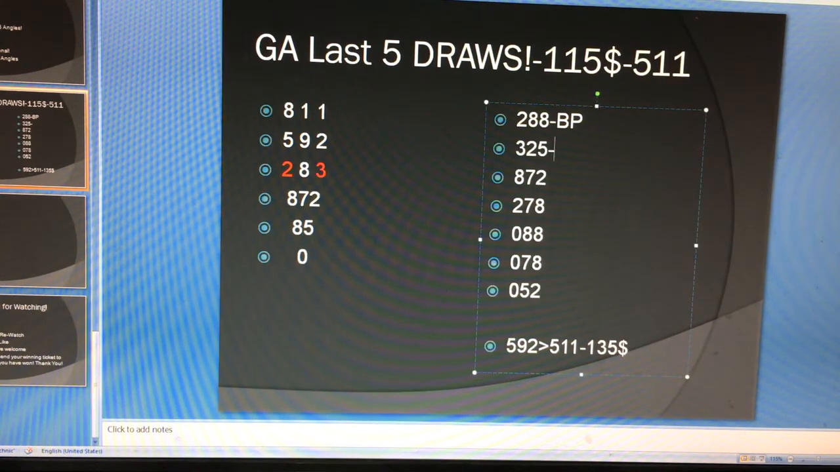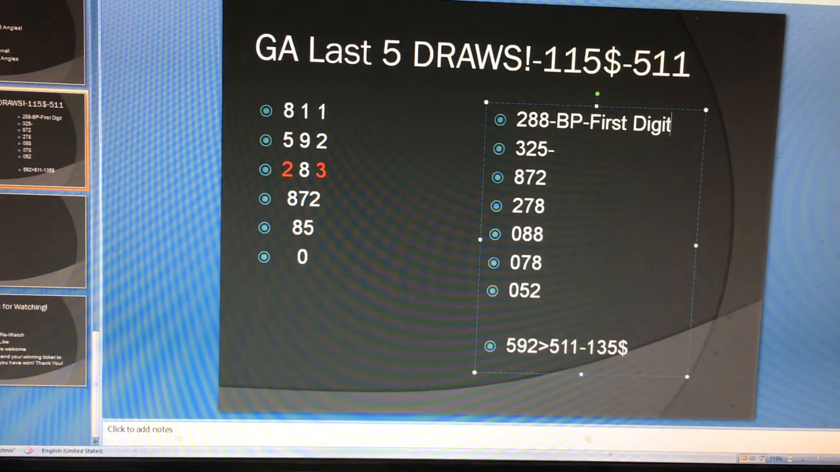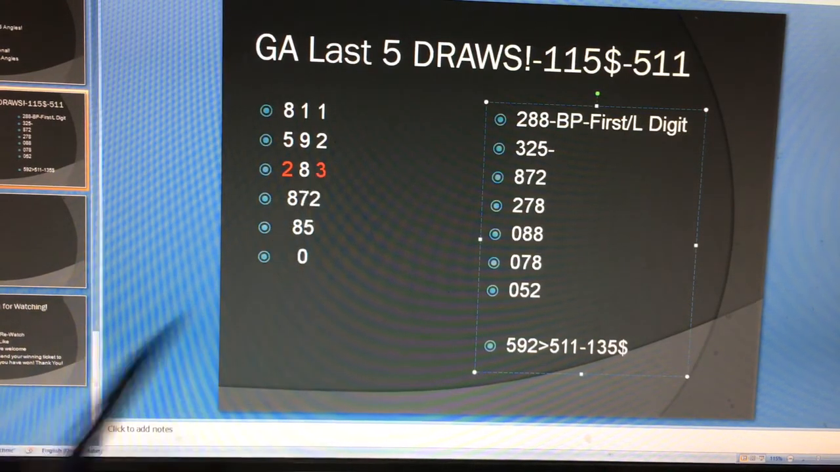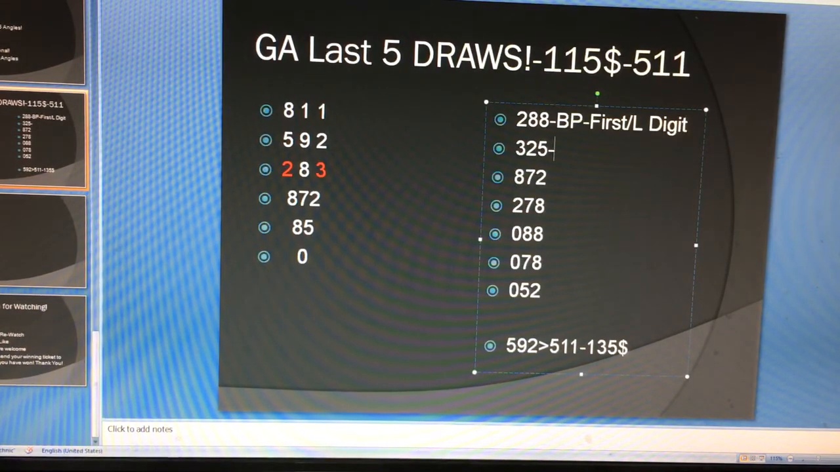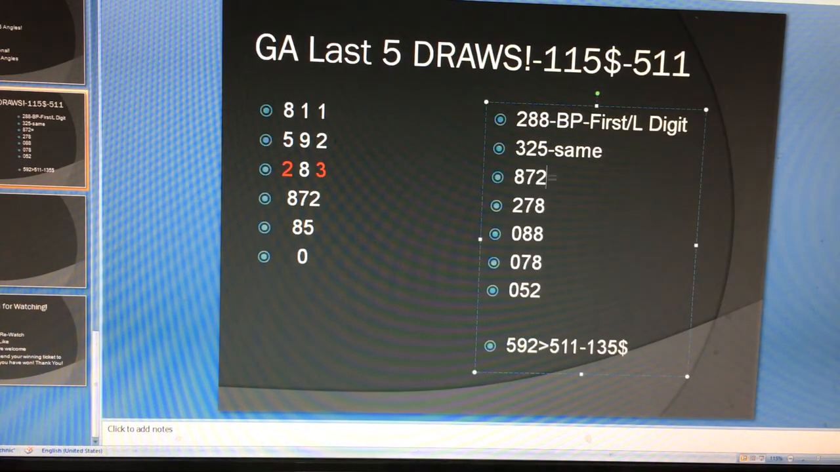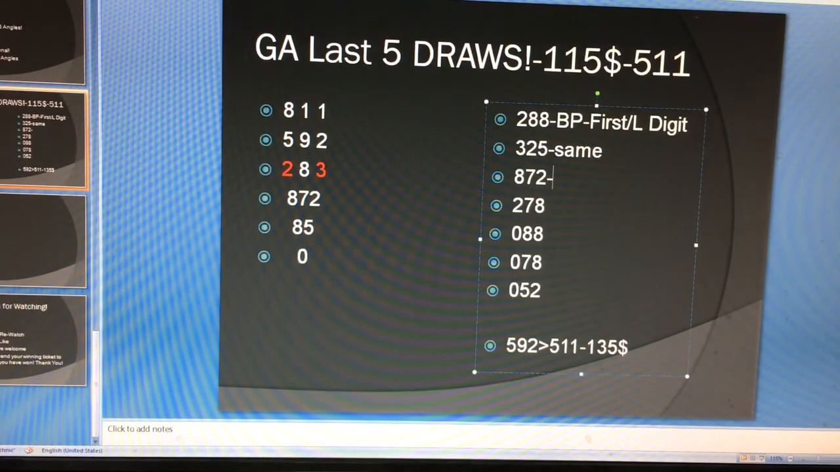Or first digit change, first or last digit change. Your 325, same thing. Back pair, first digit change, last digit change, 872. You can change the front pair or back pair. $278 also.